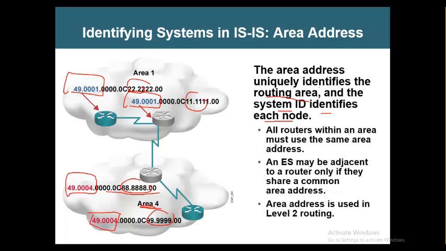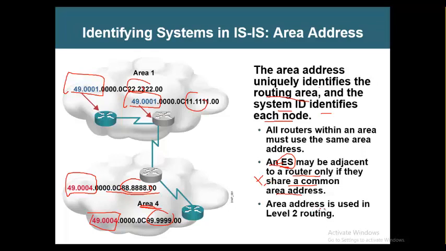Next. And ES, what is ES? End system. But those things are not needed. What does end system mean? It means computer. A computer may share this, but the computer should be part of CLNS. Only they use this. But we don't have CLNS, so don't need to worry about this. And ES may be adjacent to the router. Computer, end system, may be adjacent to the router only if they share a common address. Don't worry about this point, not needed.